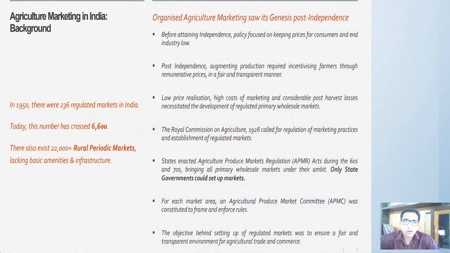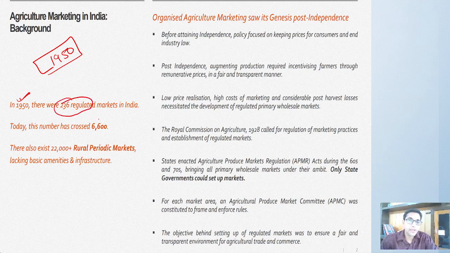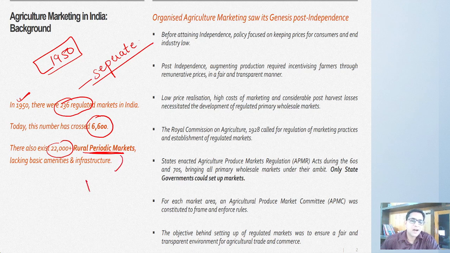So first of all, before we go ahead with anything, let's discuss the historical perspective of agriculture marketing, right? Around the 1950s, we had around 236 regulated markets in our country, and today there are around 6600 separate markets. And 22,000 plus rural periodic markets like haats and local mandis are there, but the thing is that they have been created but they are lacking basic amenities and infrastructure.